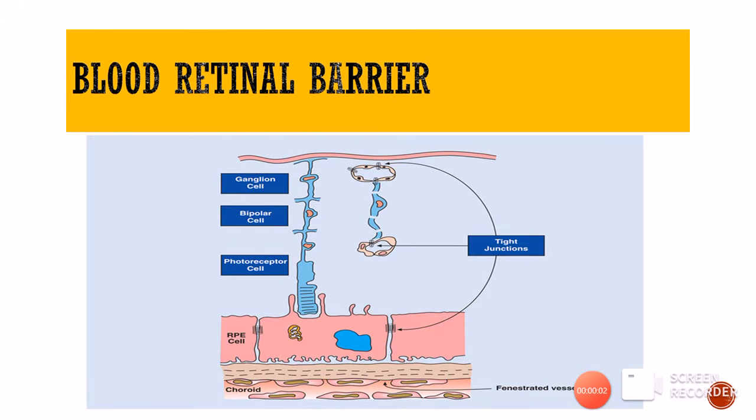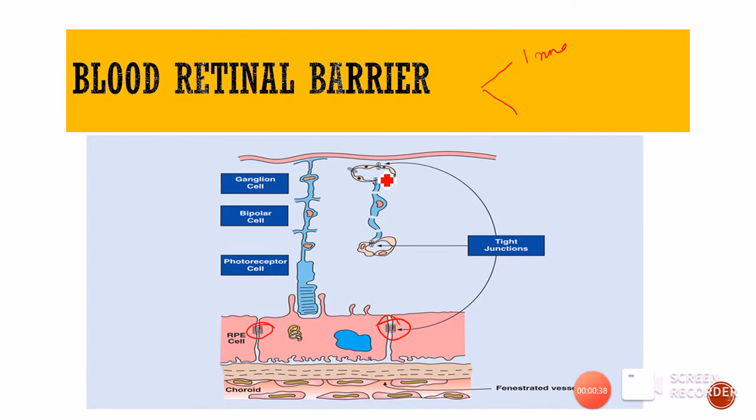Now let us talk in brief about the blood retinal barriers. The blood retinal barriers basically consist of the inner blood retinal barrier and the outer blood retinal barrier. They play a very important role in maintaining the microenvironment of the retina and also the neurons. Let us talk first about the outer blood retinal barrier. The outer blood retinal barrier is nothing but the tight junctions present between the RPE cells. The RPE cells are very tightly held together by tight junctions, and they do not allow the entry of anything beyond them.